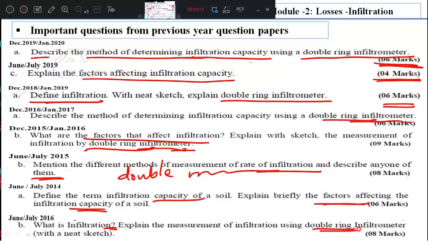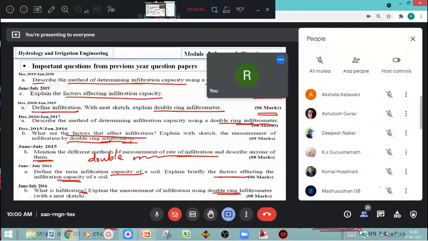What are those? Factors affecting infiltration, the double ring experiment, then the definition of infiltration capacity. These are all fixed questions. In the next class we will go into Horton's equation, how to measure and estimate the quantity of infiltration, that we will see in the next class. Right? Do you have any doubts?